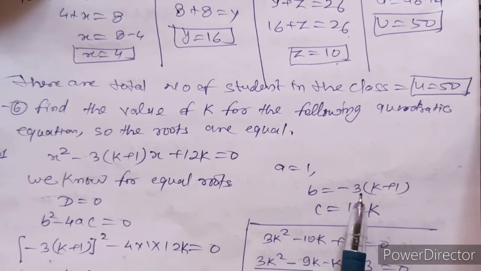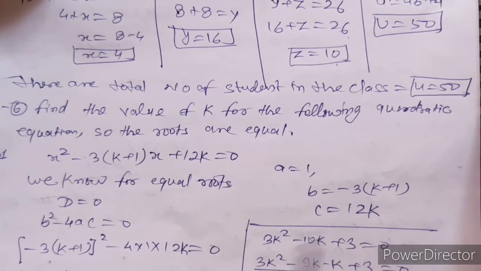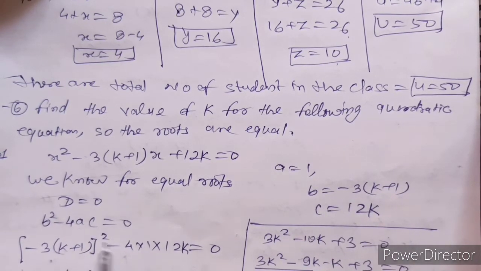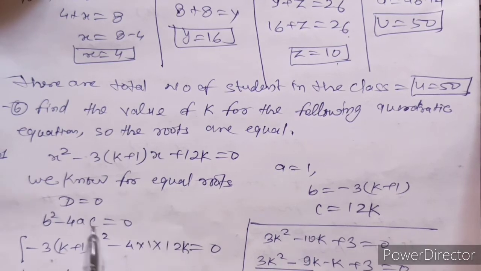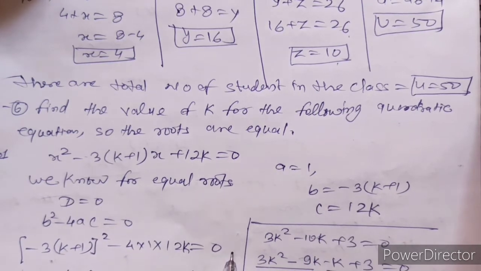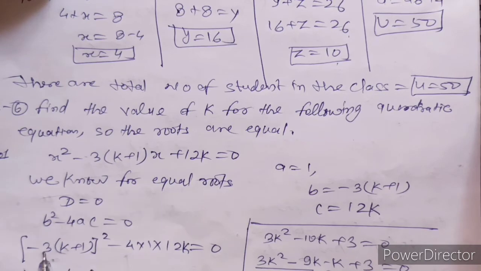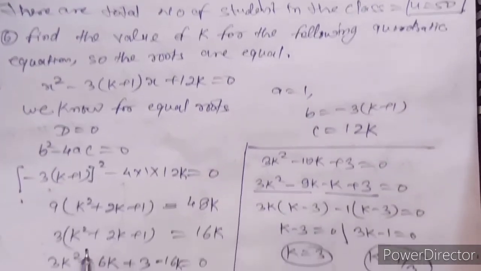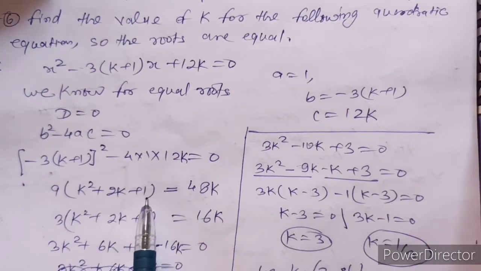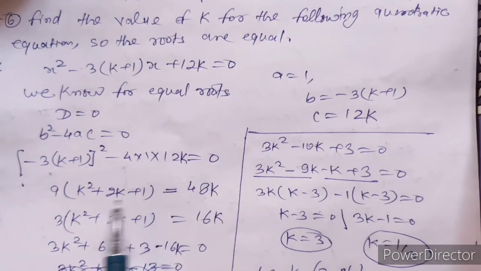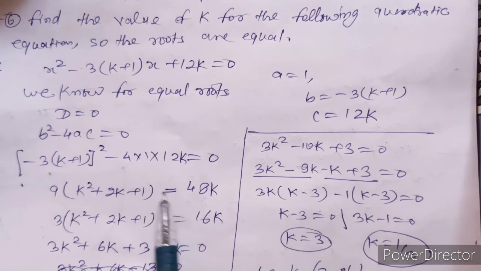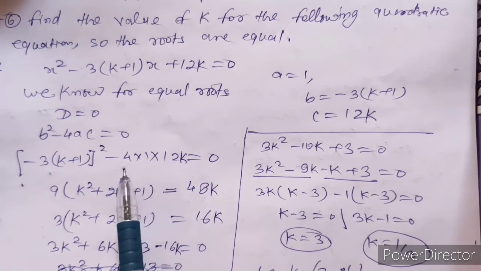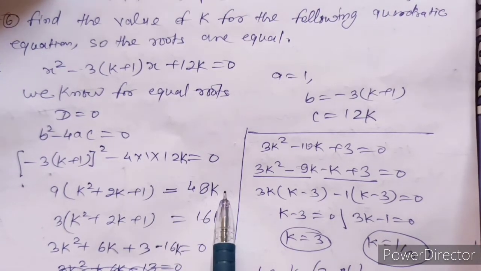So the value of b equals minus 3 times (k plus 1), whole square, minus 4ac, and c equals 12k, equals 0. The square of 3 is equal to 9, and the whole square of (k plus 1) is equal to k square plus 2k plus 1, using (a plus b) whole square equals a square plus 2ab plus b square, minus 4 times 12k, that is 48k.